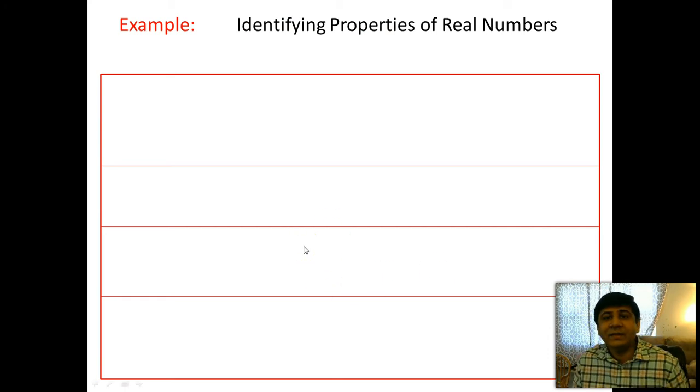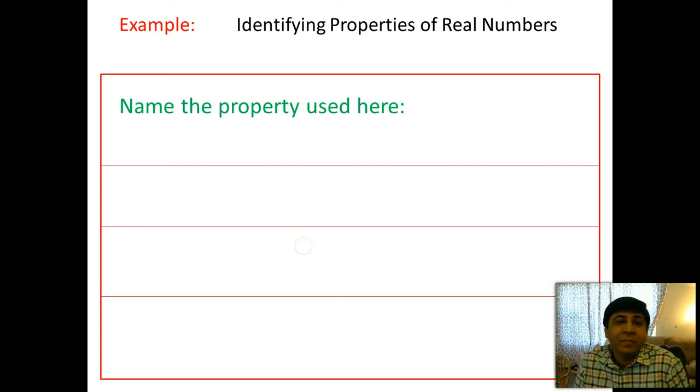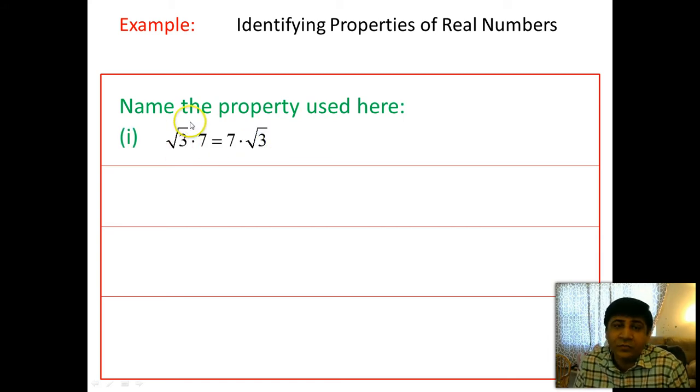In this example, I just cooked this example up so that you can understand what happened here. I will give an example, and your goal will be to identify which property has been used. For example, in this one we have square root of 3 times 7 equals 7 times square root of 3. You can see that this is the commutative property of multiplication. It does not matter which number we write first when we multiply.